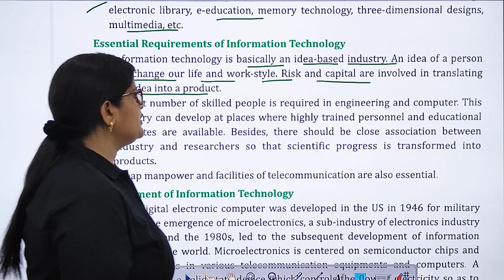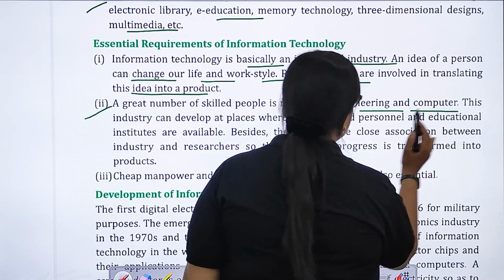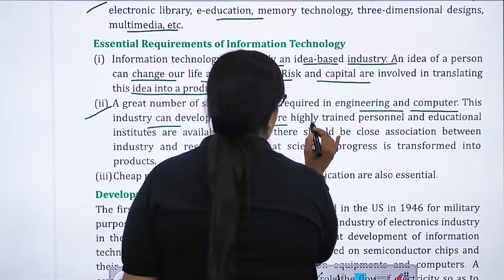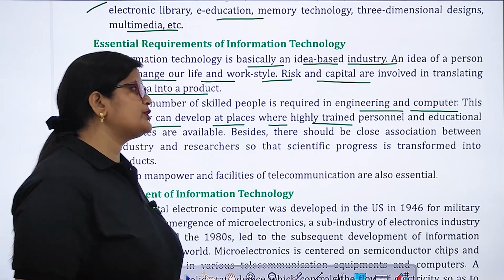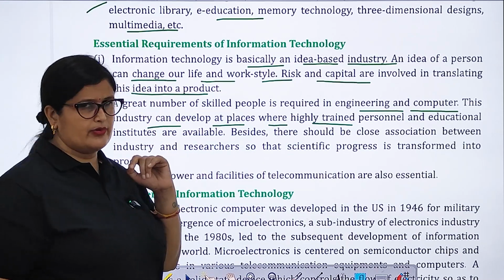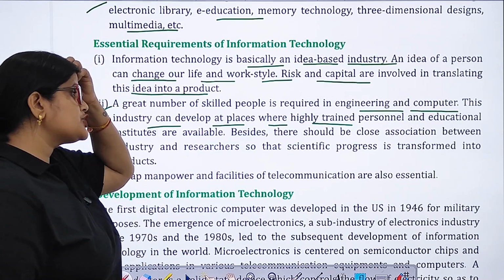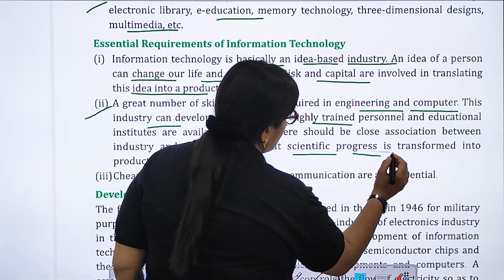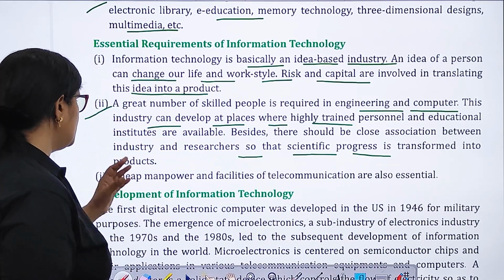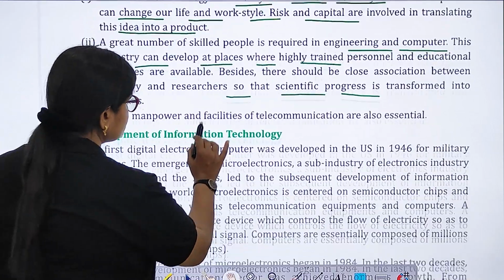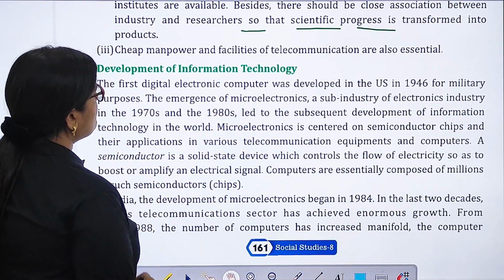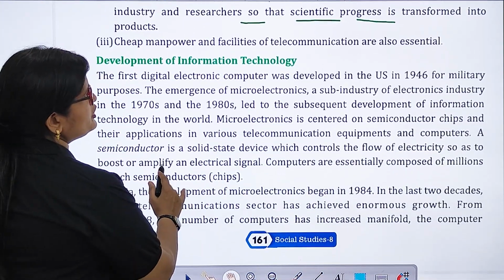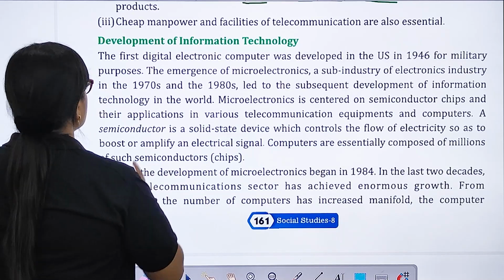A great number of skilled people is required in engineering and computers. So this industry can develop at places where highly trained personnel and educational institutes are available. Besides, there should be close association between industry and researchers so that scientific progress is transformed into products. Cheap manpower and facilities of telecommunication are also essential.